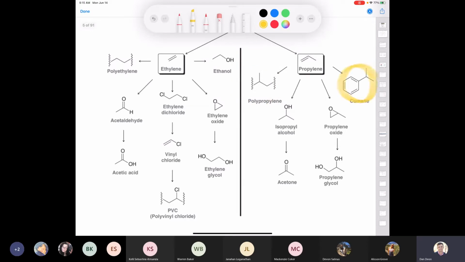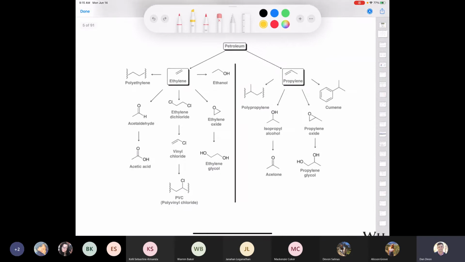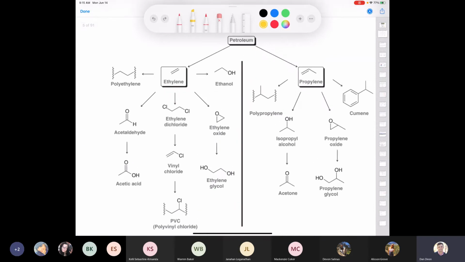Cumene is another aromatic compound that I don't know why we don't get you to memorize the name of, because it's so common, cumene. What else? Acetone, propylene glycol, which can also be found in different types of antifreeze. Anyhow, so again, alkenes make great precursors. You can make all kinds of things from even the simplest alkenes. So very cool things you can do with alkenes.